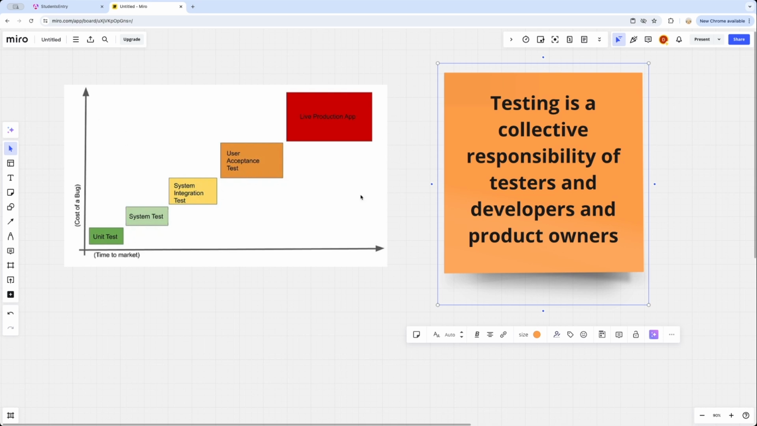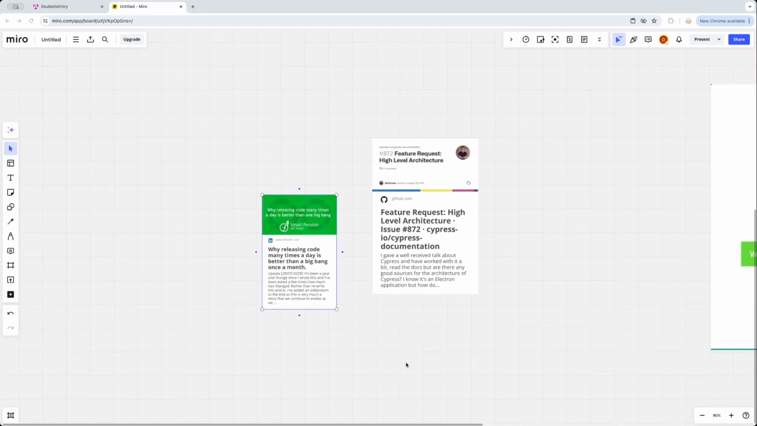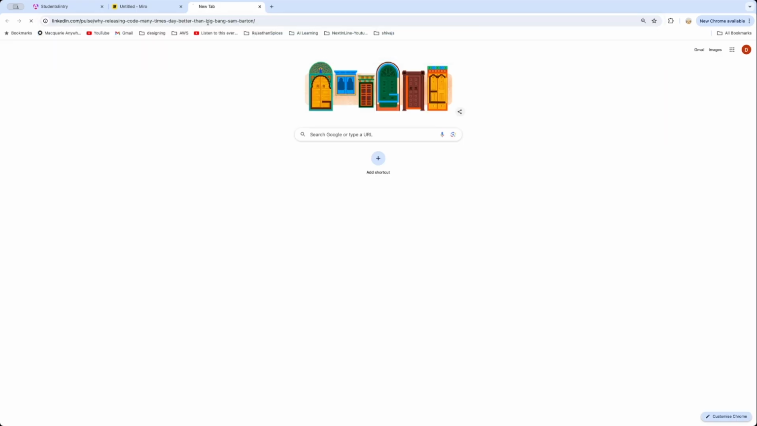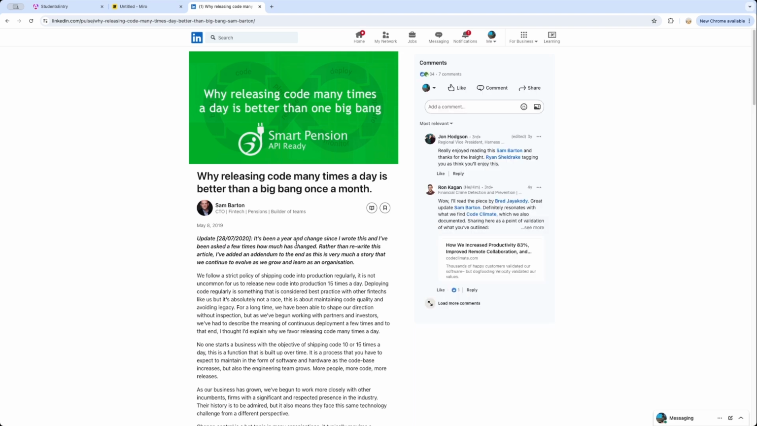Considering these two points that I've just made, I also want to bring your attention to the next part of the equation. For a while now, the industry is moving towards a different paradigm altogether. So if you look at this particular article, which I liked pretty much, it's written by a person called Sam Barton. He's a CTO of a fintech company, and he writes about the importance of releasing multiple times in a day, or basically releasing as soon as you can, right?